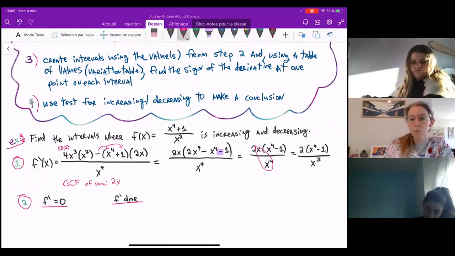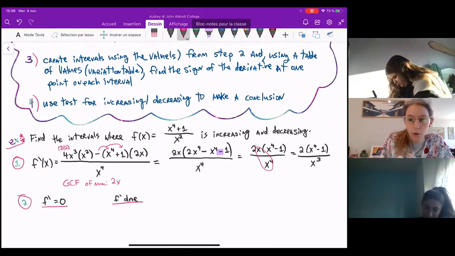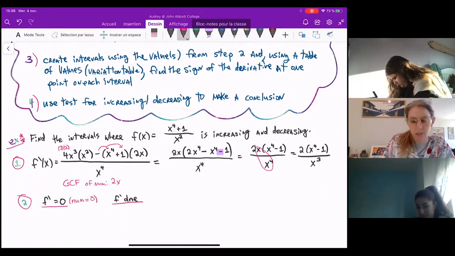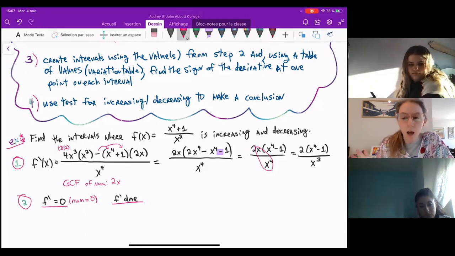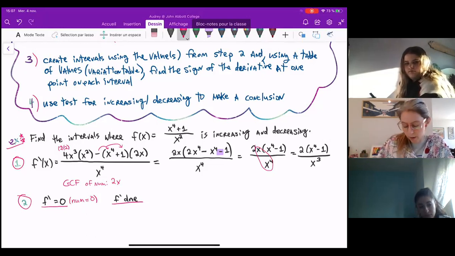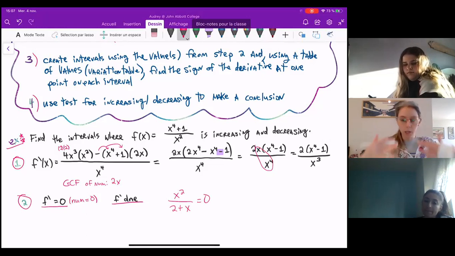To find where it equals 0, like with horizontal tangent lines, that's what we're doing here. Remember, that's like setting the numerator equal to 0, because the denominator isn't going to give me information about when this thing equals 0. So if I'm looking at x squared over 2 plus x equals 0, that 2 plus x doesn't matter. I'm only looking at where the numerator equals 0.